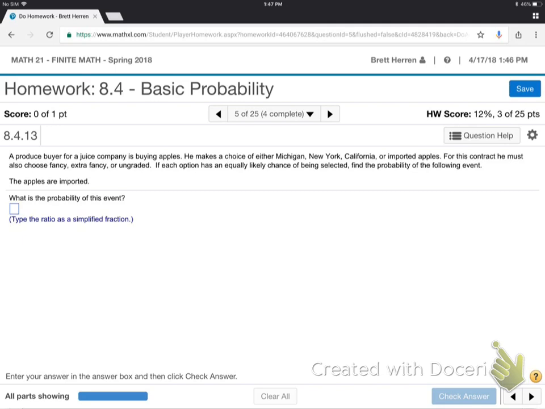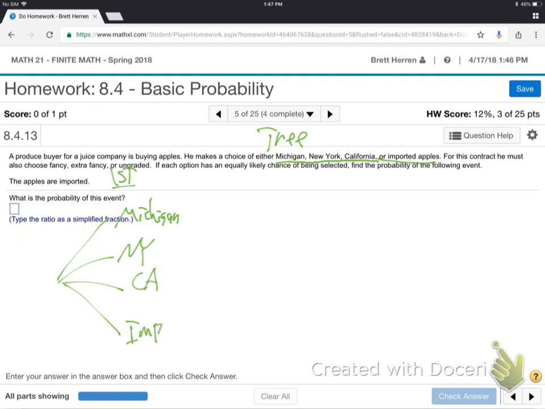Several conditions. The juice company, he makes a choice of either Michigan, New York, or California, or imported. That's a choice, that's a selection. You know what that means you want to use? A tree. And what do I mean by a tree? I mean there's going to be branching. So the first choice on the apples is they can come from Michigan, New York, California, or imported from out of the United States.